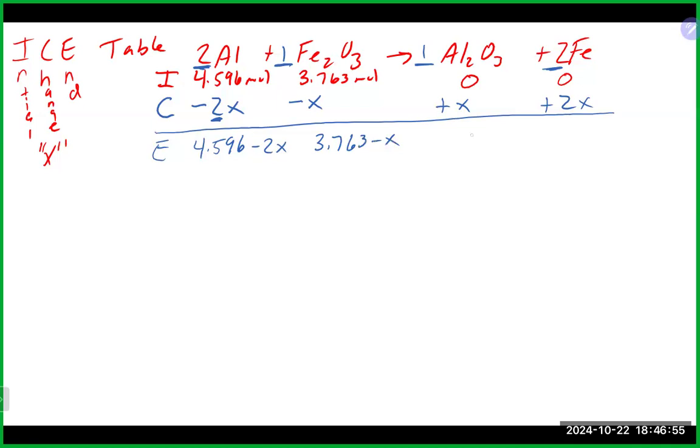3.763 minus x, x and 2x. Yeah. All right. Any questions on sort of the ice table part here? So we still need to determine which one is our limiting reagent.